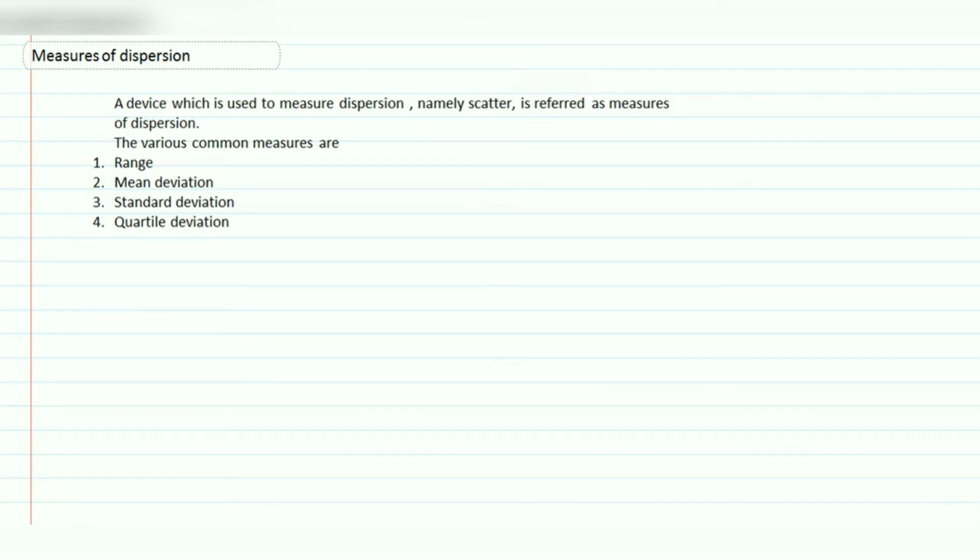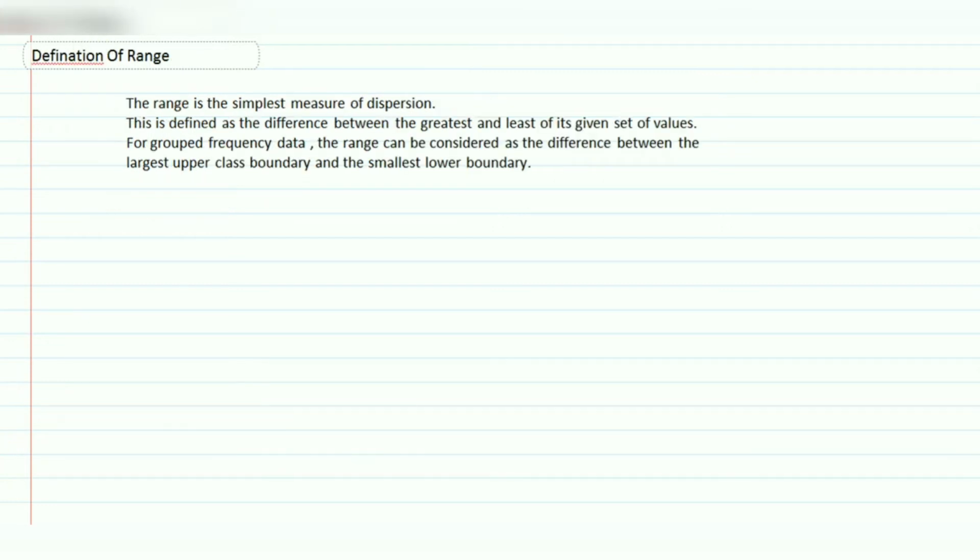The most common measures of dispersion are: the first one is range, then mean deviation, then standard deviation, and the last one is quartile deviation. In this video we will discuss range. The range is the most common and simplest measure of dispersion.